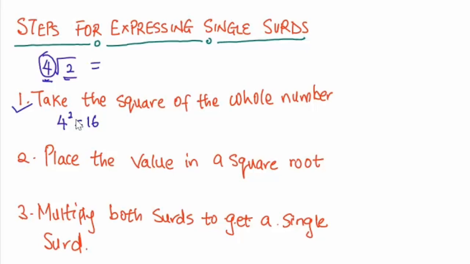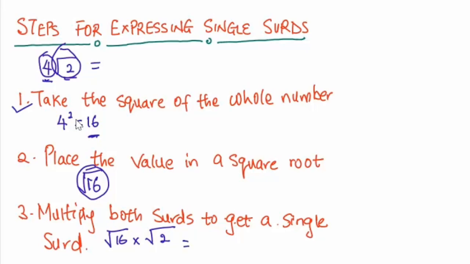So you are going to take the square of the number you have outside, and that is the whole number. The next thing I'm going to do is place that value that we got, which is 16 rather, in a square root. So I'm going to place the 16 within the square root. Then the next thing I'm going to do is to multiply both surds. And what are the both surds? This root 16 that we derived and root 2 we had initially. So I'm going to have it as square root of 16 times the square root of 2. So I'm going to multiply them.